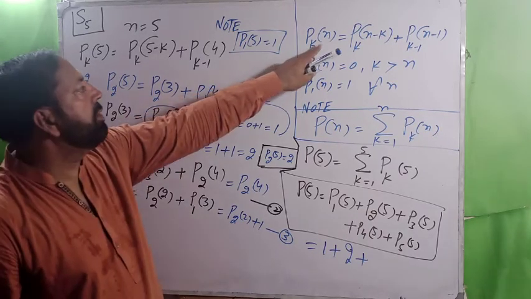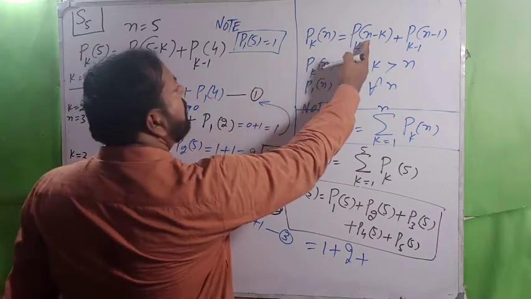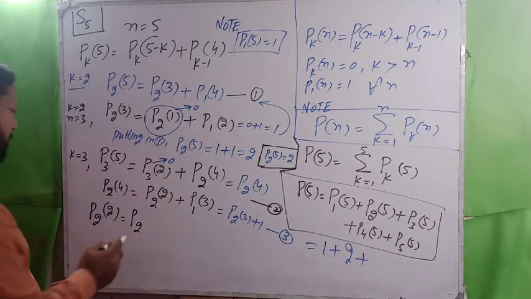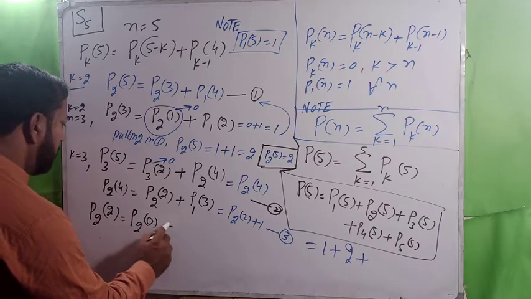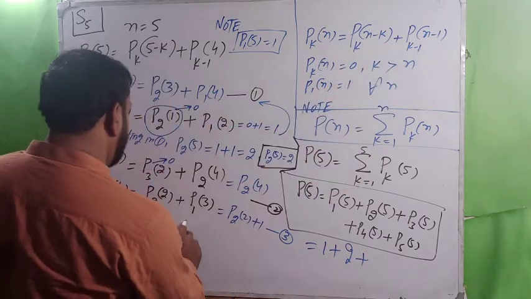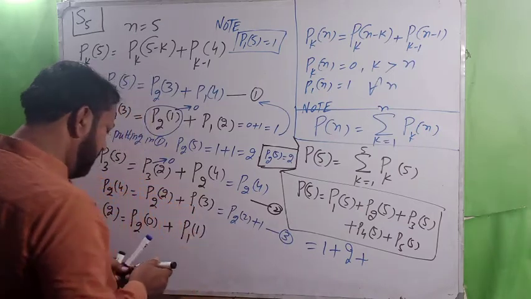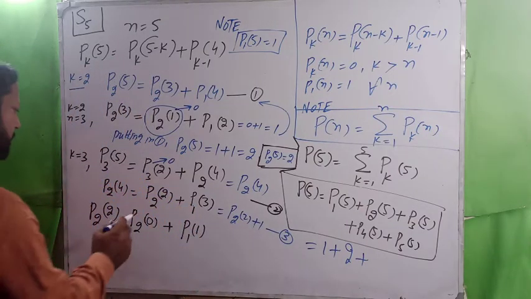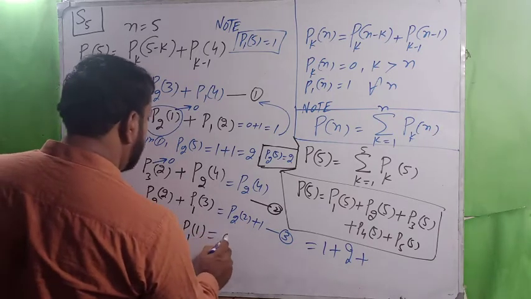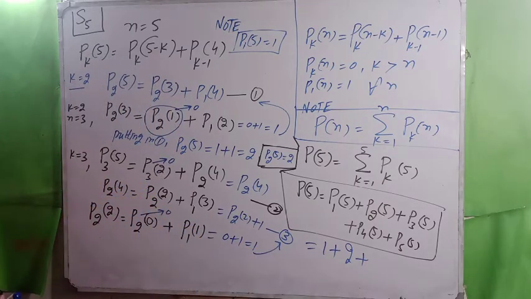Put here again P2,2, which is equal to P2,2 minus 2, that is P2,0, plus P2 minus 1, P1,2 minus 1, this is P1,1, and this tends to 0 because 2 is greater than 0, and P1,1 is equal to 1, so this is equal to 0 plus 1, which is 1.